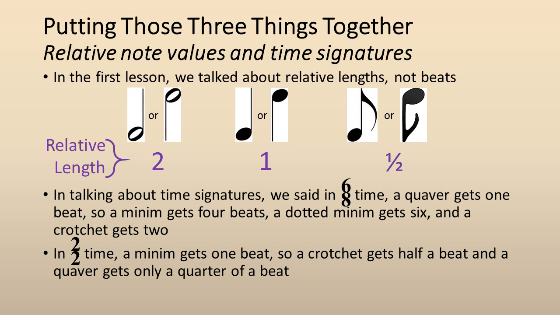In 4/4 time, which is the most common time signature, the relative lengths we discussed in the first lesson are the same as beats. But no matter what type of note gets 1 beat, the relative lengths will stay the same.